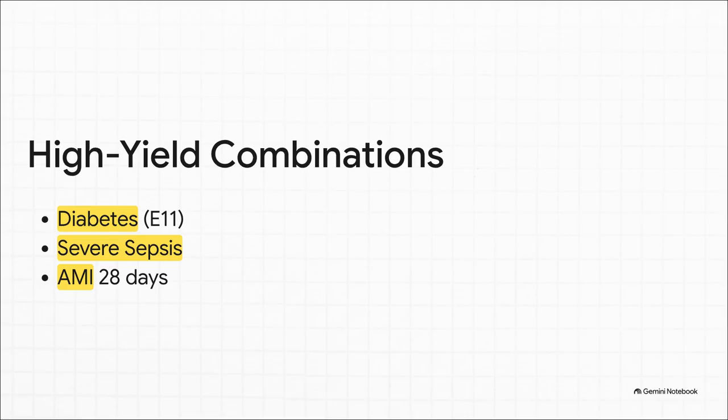You sequence the underlying systemic infection first, followed by the specific R65.22 code for severe sepsis second, and then the specific organ failure third. And finally, the acute myocardial infarction 28-day window. You absolutely must know when to use an I21 code for an initial AMI versus an I22 code for a subsequent AMI that happens within 4 weeks of the first one.